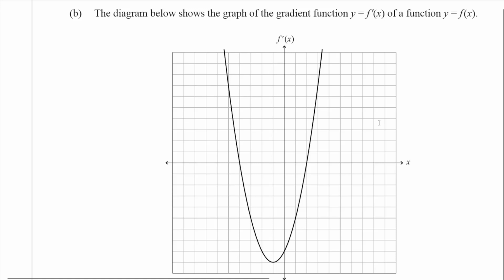Alright, we have a beautiful positive quadratic. Alright, smiley face. This, however, is the gradient function. Alright, so we're given the gradient function, and it is a positive quadratic. In other words, it's something like an x squared function.